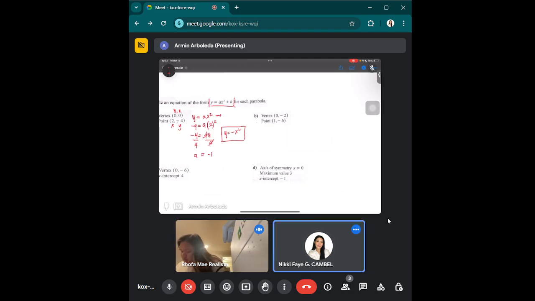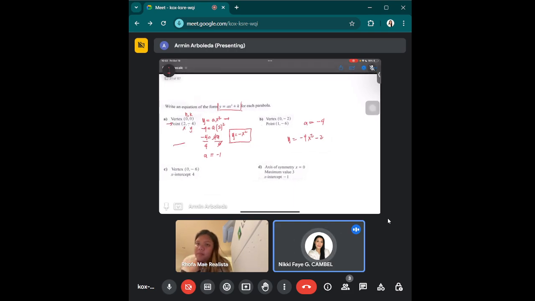Is it y equals negative 4x squared minus 2? Y equals negative 4x squared minus 2. Okay, so that answer is correct. You got the a, right? What's our a? It's negative 4. So you did the same computation like in this one.